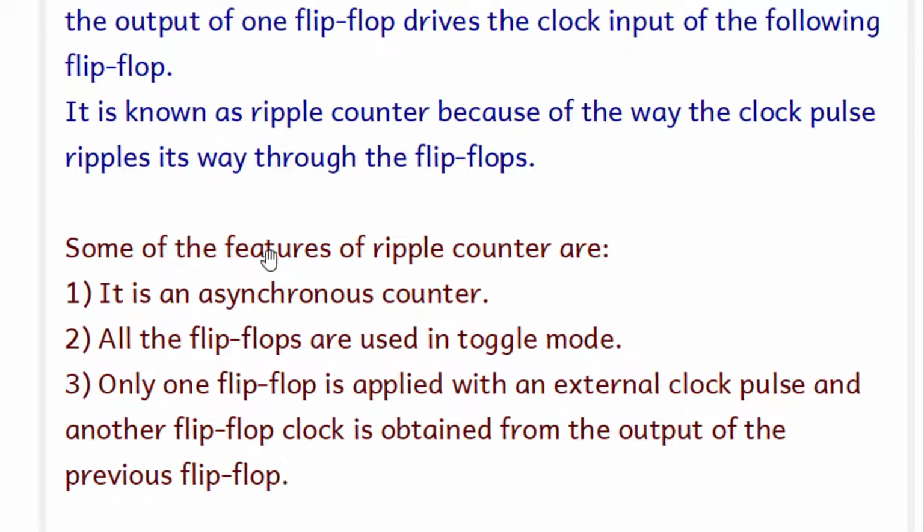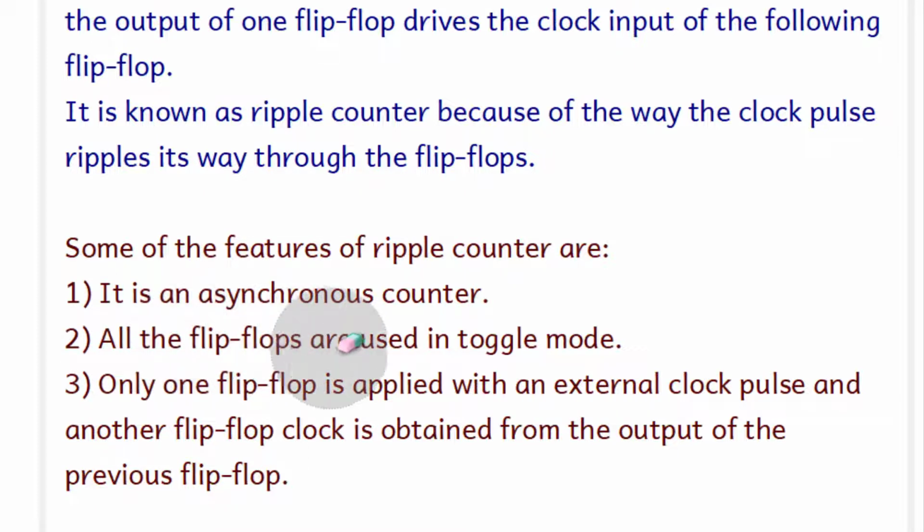Now, what are the salient features? It is an asynchronous counter. So why is it called an asynchronous counter? Because the clock is not applied simultaneously to each and every flip-flop. The clock is applied to the first flip-flop, but the output of that flip-flop becomes the clock of the second. So the main clock is applied only to the first flip-flop.